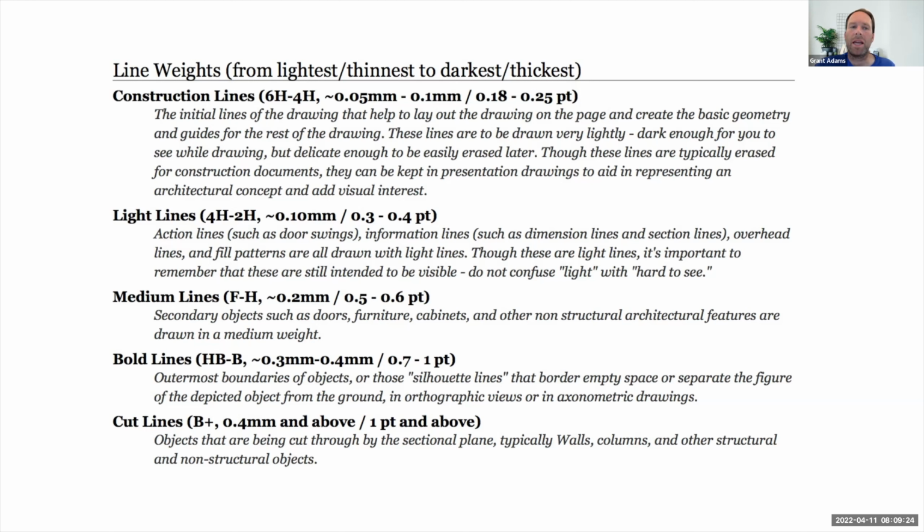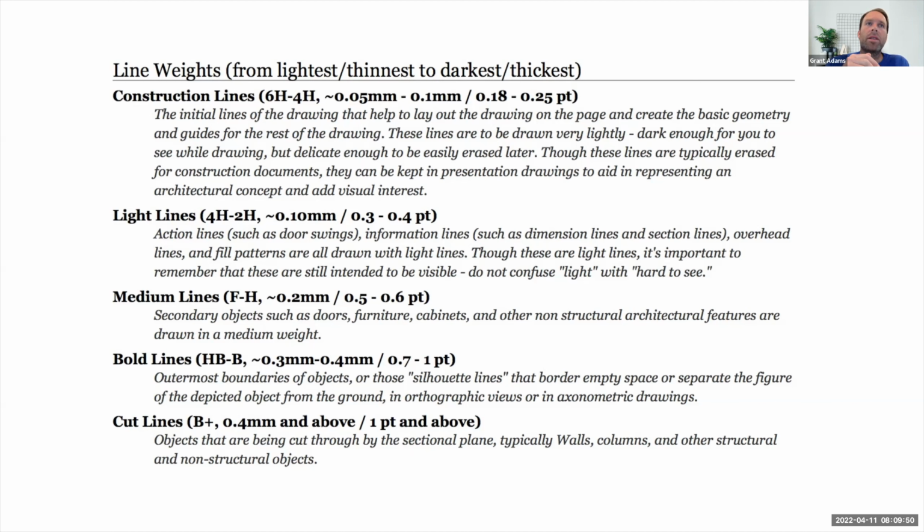Construction lines are the lightest lines. If you were drawing by hand, they'd be the 6H lead, the really hard lead that doesn't leave a lot of darkness on the page. They'd be 0.00s to maybe 0.1, 0.13 millimeters, or 0.18 to 0.25 point in Illustrator. Then come the door swings, information lines, etc., which are bumping up a little bit.